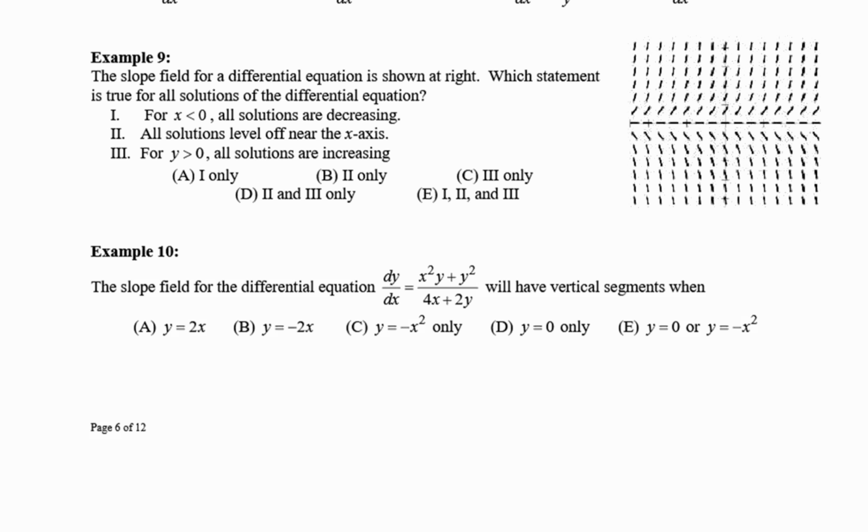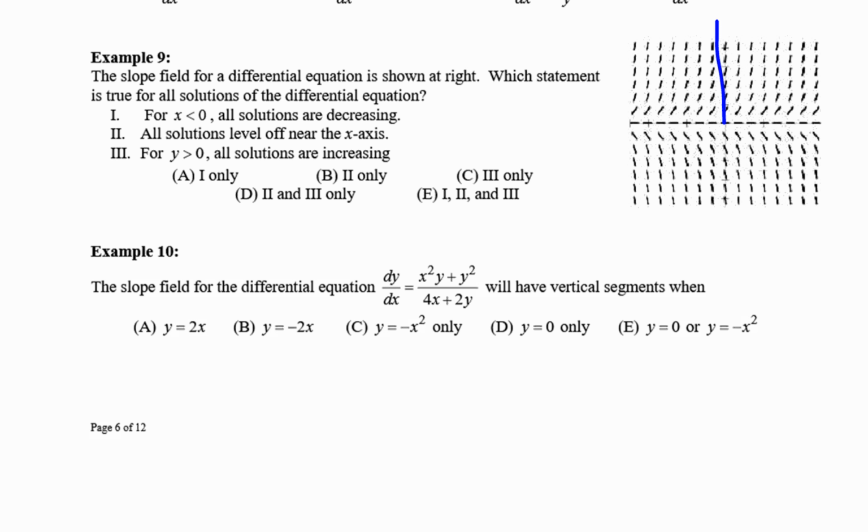Here we go, jumping back into 5.2 slope fields. I have example 9 here. We have a slope field that was given, and we need to figure out which statement is true for all solutions. So for x less than 0, all solutions are decreasing.